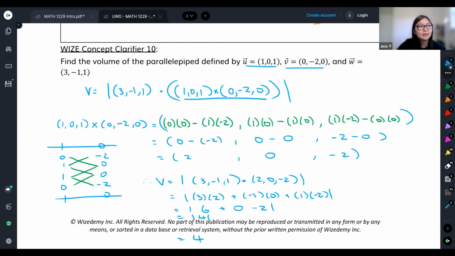All right, let's take this up. If you take the cross product, you should end up with 2, 0, negative 2. How many of you guys got that for your cross product? 2, 0, negative 2.